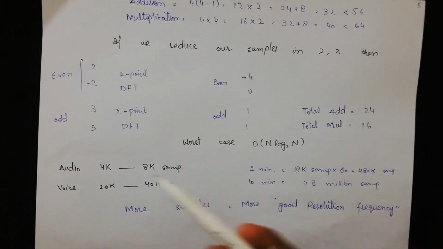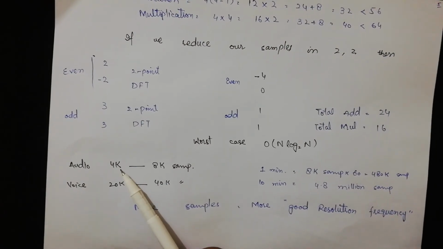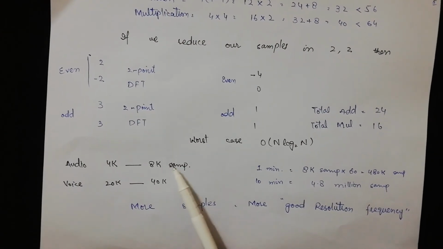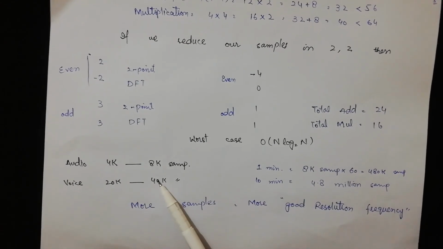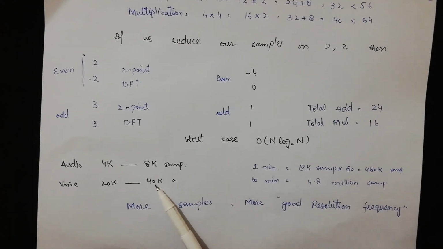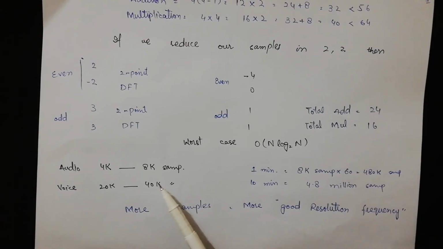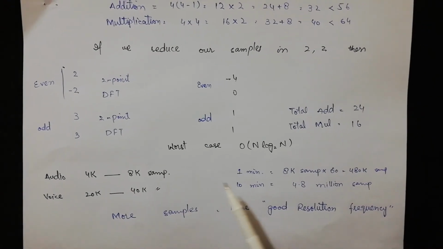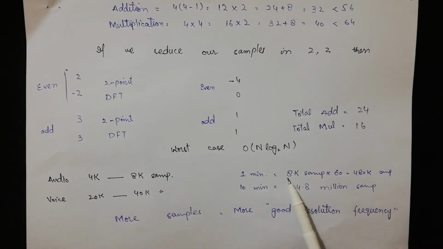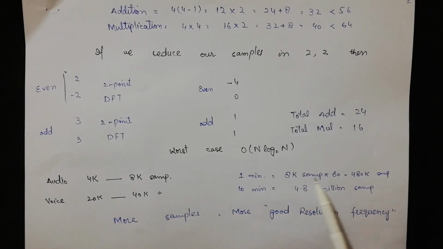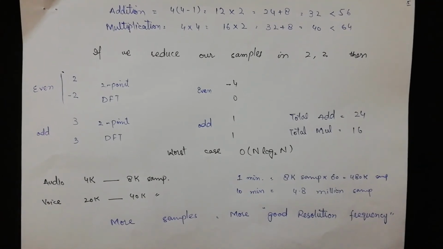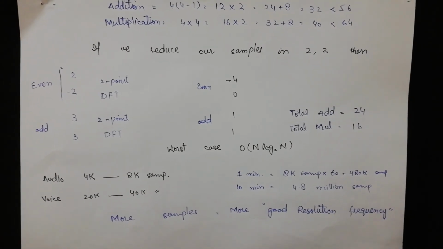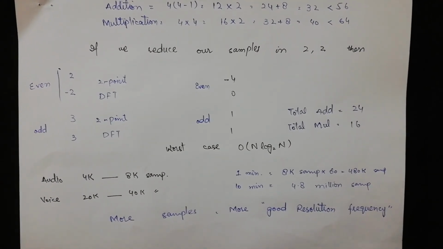One more thing which we discussed in this lecture: for the audio signal the maximum frequency is 4K, so the number of samples is 8K, and in voice the maximum frequency is 20K, so the number of samples is 40K, because the sampling frequency is equal to 2 into highest frequency according to the Nyquist formula. In 1 minute, 8K samples multiplied by 60 gives 480K samples, and in 10 minutes we have 4.8 million samples. More samples means better frequency resolution.